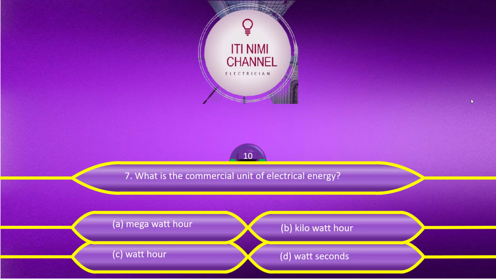What is the commercial unit of electrical energy? Option A, megawatt hour. Option B, kilowatt hour. Option C, watt hour. Option D, watt seconds. The answer is kilowatt hour.